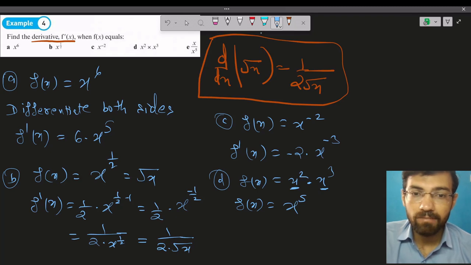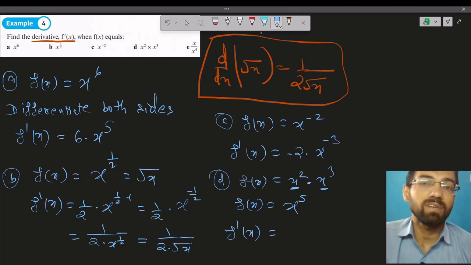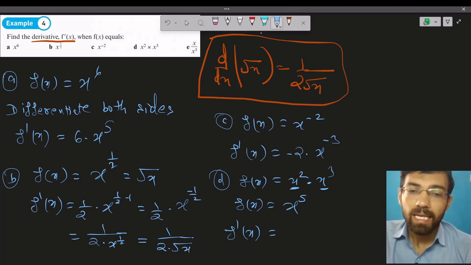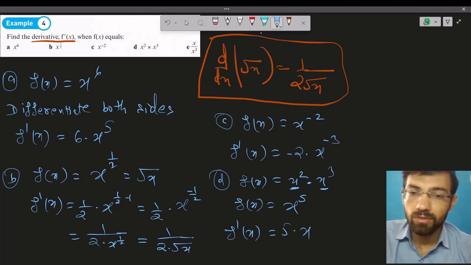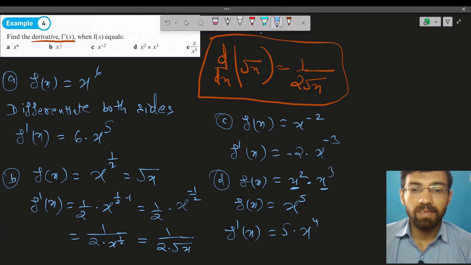And now it is a very simple question. Let us differentiate now. Differentiation of f of x will be f dash x, and differentiation of x raised to 5, can you try? It is 5 into x raised to 4. So I think we have our differentiation.